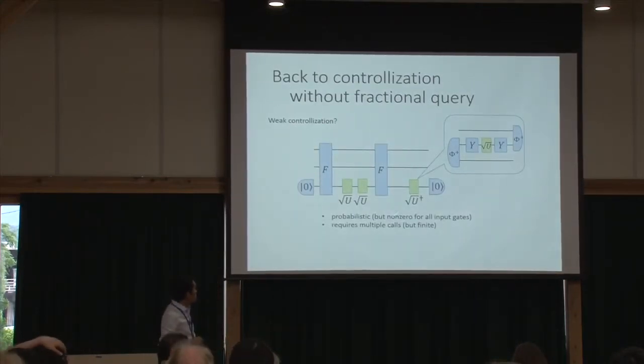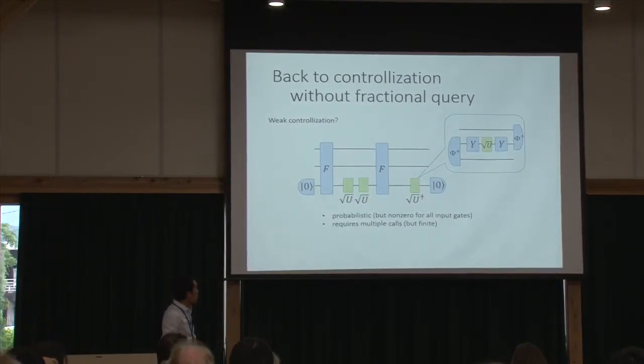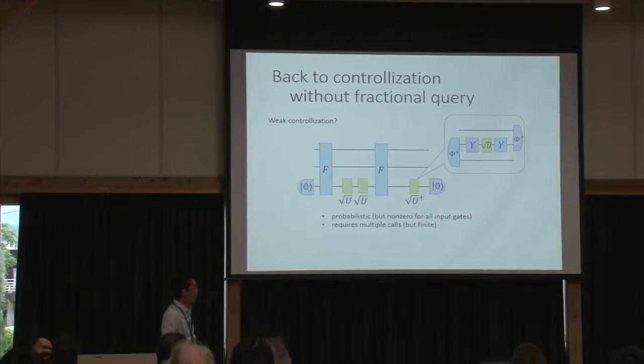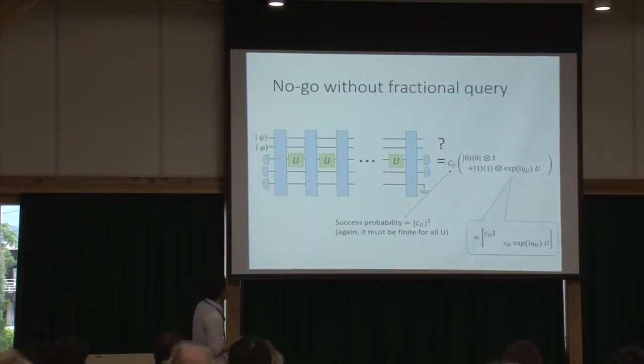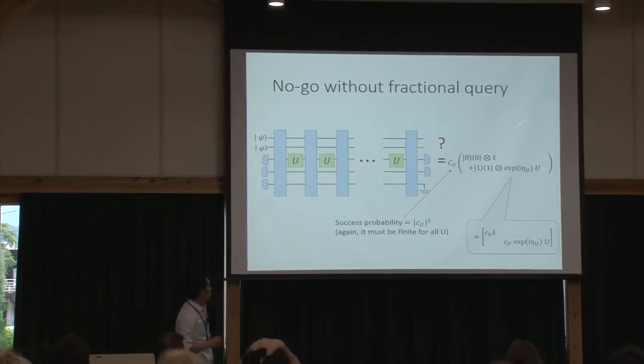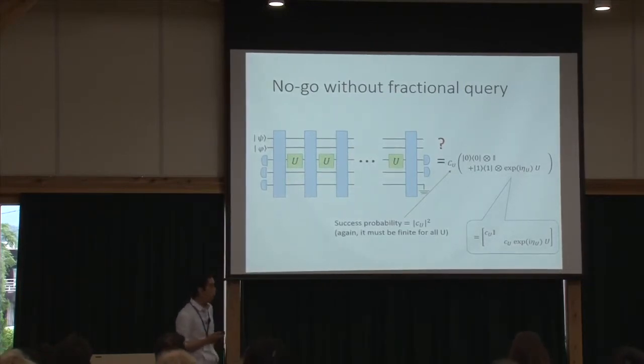Now, again, this implementation is different from the one considered by Araujo because, first of all, it's probabilistic. The success probability is not 1, but it's non-zero for all input cases. And also, this requires multiple calls. Quite fun. Now, let's go back to the case without fraction queries. You only have a full query.